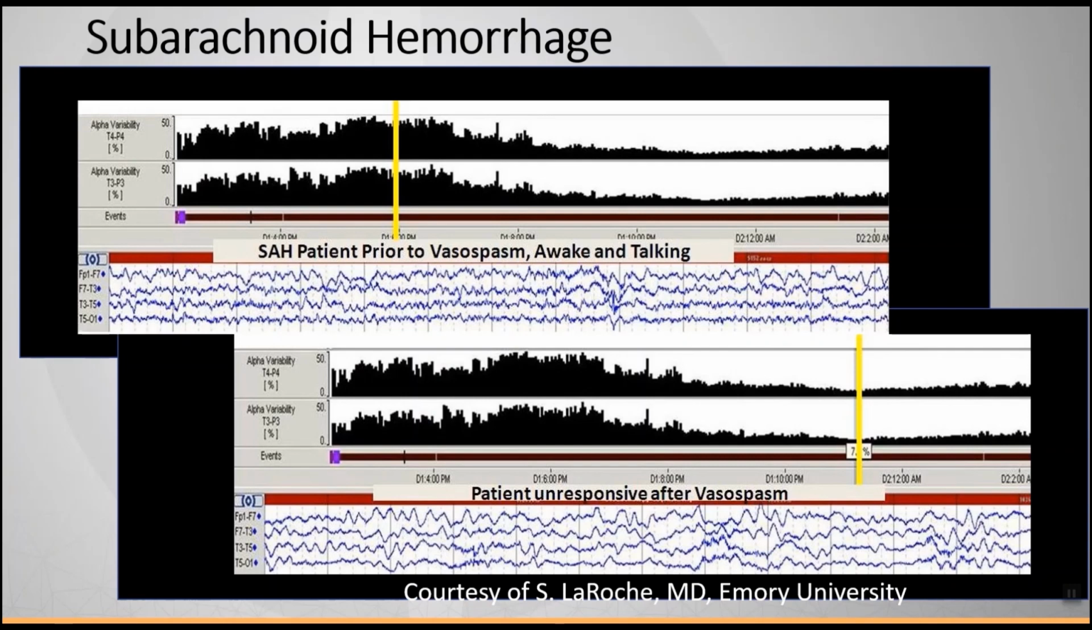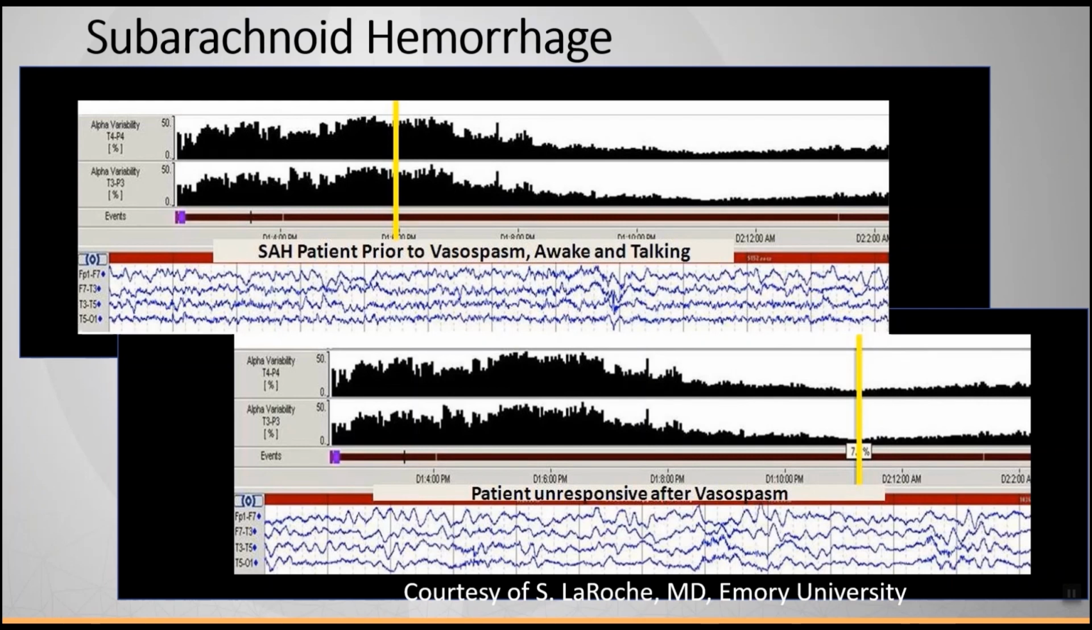This is an example over the course of about 10 hours. And you see in the upper example, the cursor is placed early in the study at about 6 p.m., where there is good variability, a significant amount of alpha, and the patient is actually awake and talking. And in the lower example, you see that the patient is unresponsive after vasospasm, and our cursor is placed out there somewhere close to midnight.